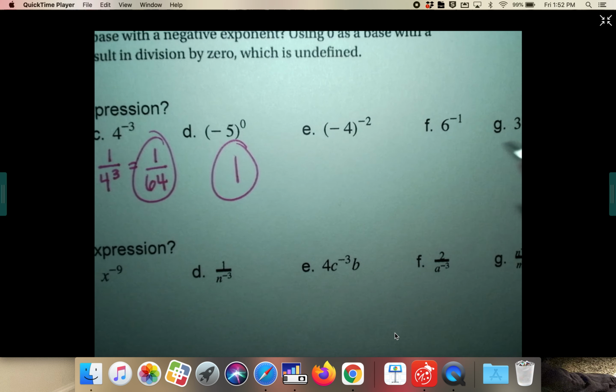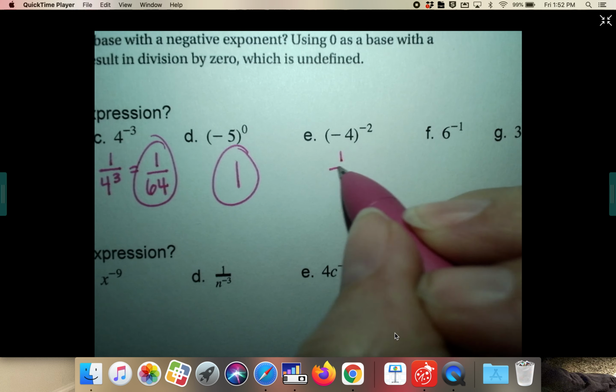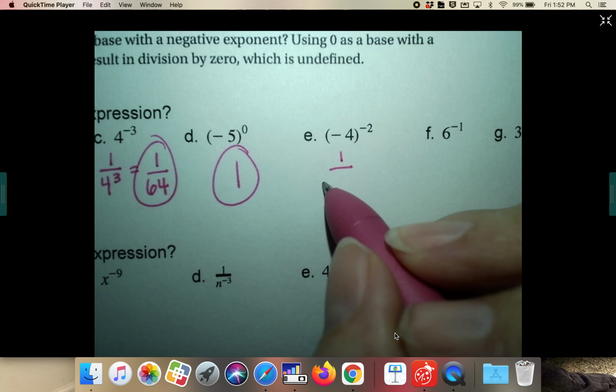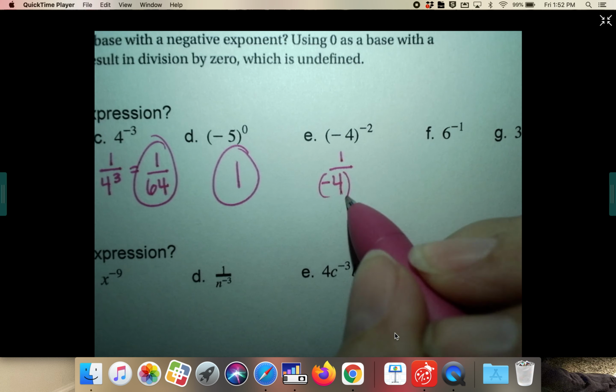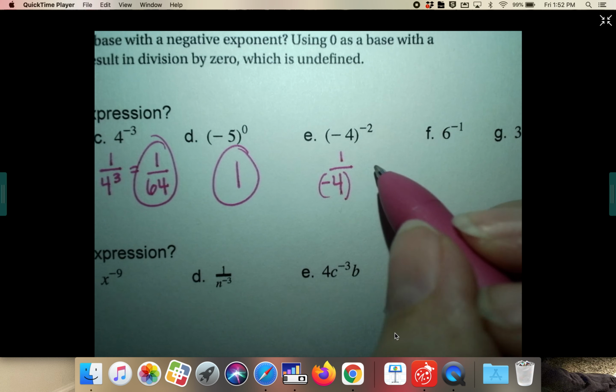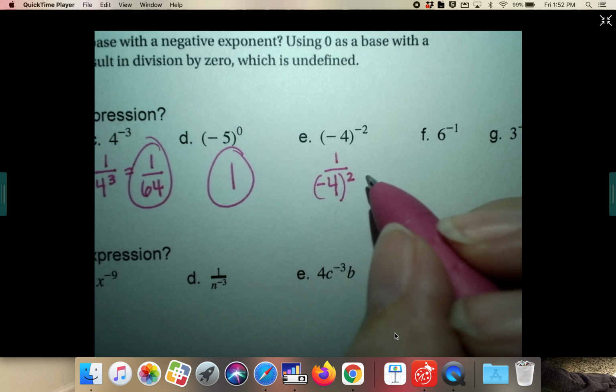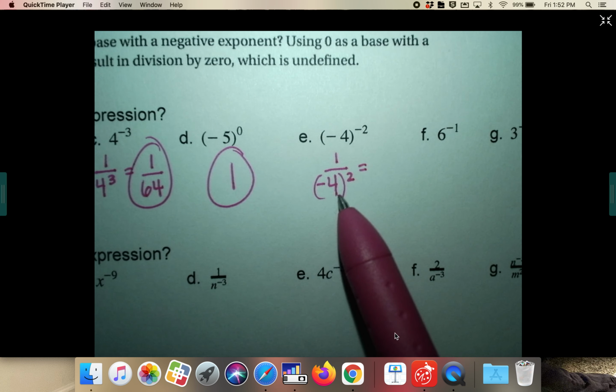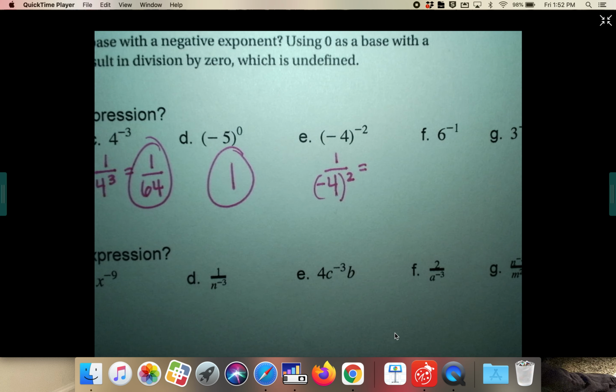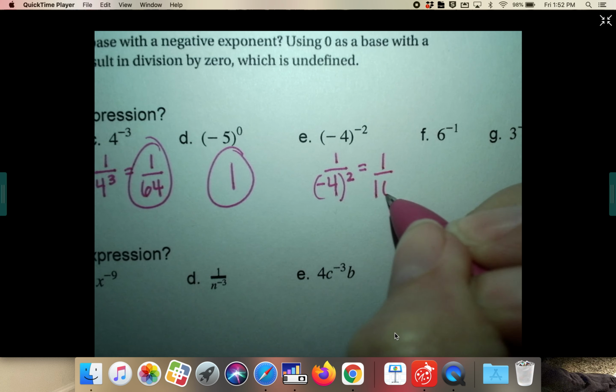Can't have a negative exponent, so I'm going to flip it under a 1. Now the negative 4 stays negative 4. However, this negative 2 becomes positive 2. So I'm going to work that out. Negative 4 squared means negative 4 times negative 4, which is positive 16. So this is 1/16.